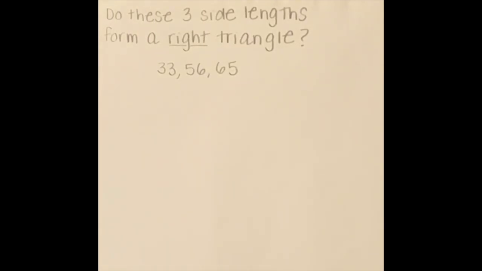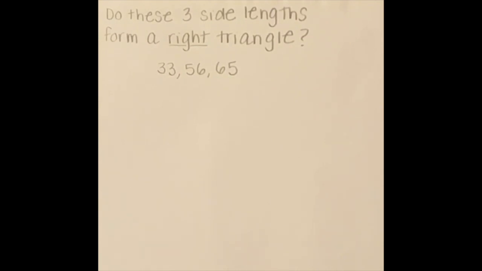Today we're going to do some more work with the Pythagorean Theorem, but in fact, we're going to take a look at it from a different lens. We know that the Pythagorean Theorem only works for right triangles, and we remember that a right triangle is a triangle that has one right angle. So what if I asked this question? Do these three side lengths form a right triangle?